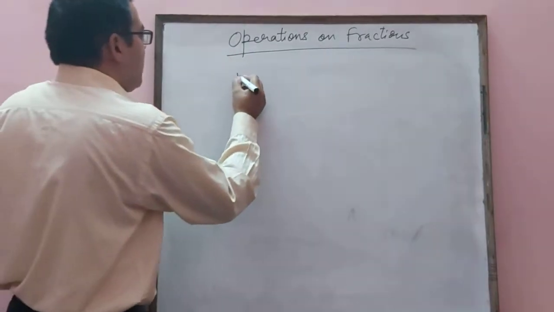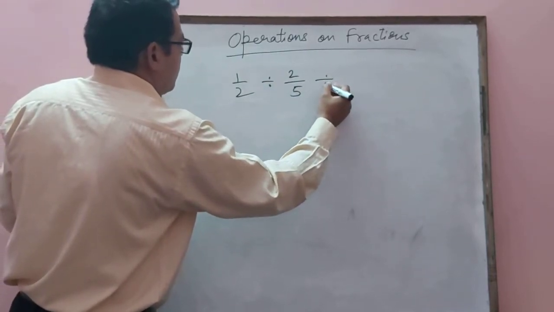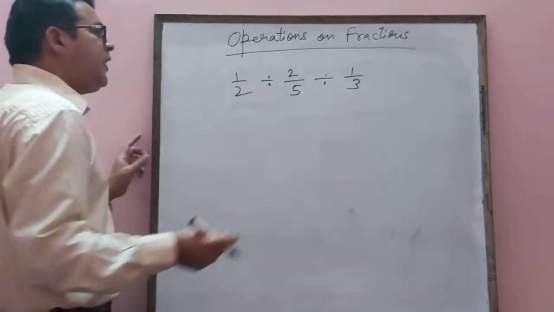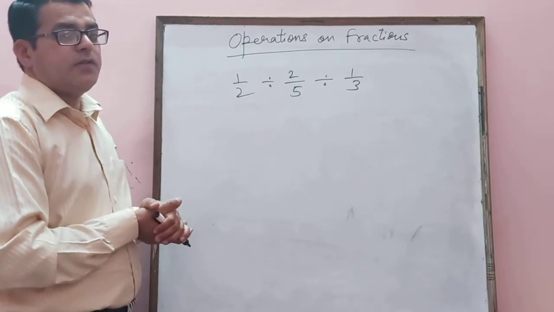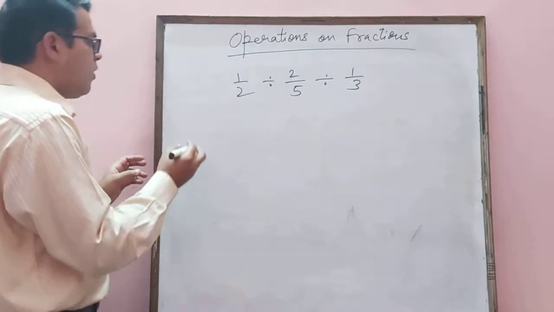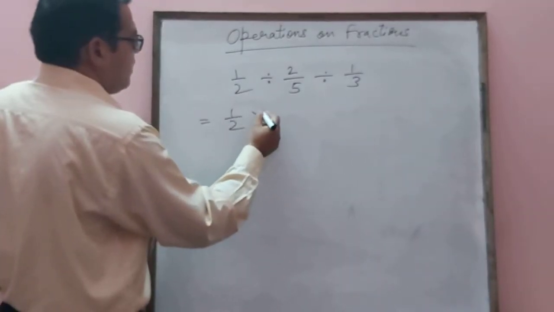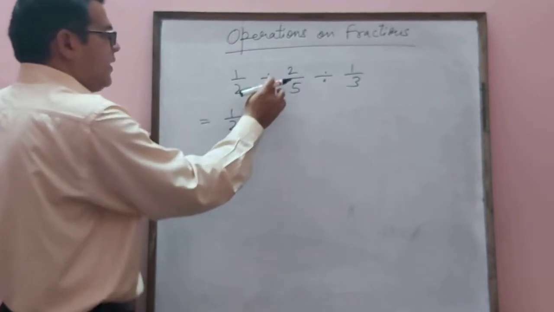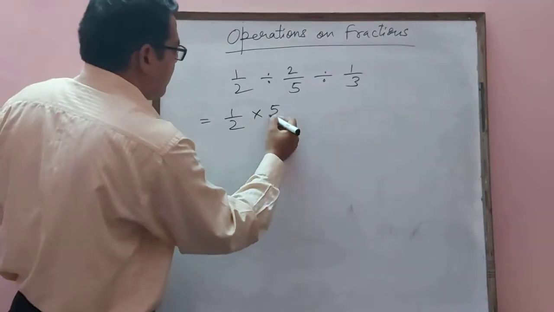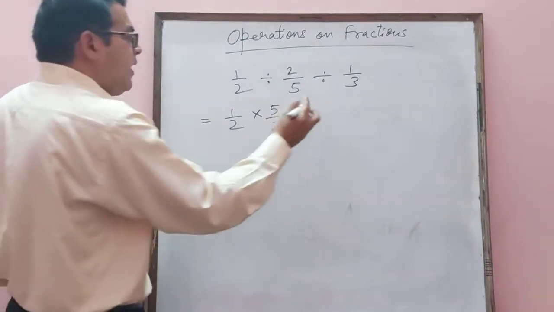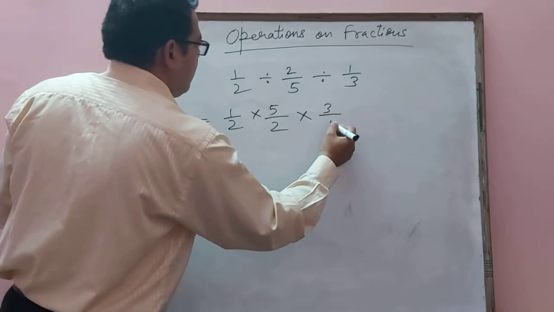So one more example I am taking here. Now three fractions we are going to divide. This is very interesting. Now what can we do here? Very simple. We can convert this division into multiplication, and since it is divided by this one, we can write it as 5 into 2. Similarly, we can convert this division into multiplication, and we can write it as 3 by 1. Very simple.